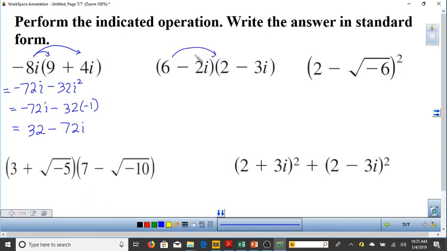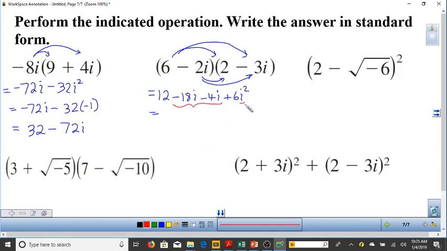Next example. This is what we usually refer to as FOIL, first, outer, inner, last, but it's really just the distributive property. So 6 multiplied by 2 is 12. 6 multiplied by negative 3i is negative 18i. Negative 2i multiplied by 2 is negative 4i. And negative 2i multiplied by negative 3 is positive 6i squared. And these two are like terms, so we put them together.